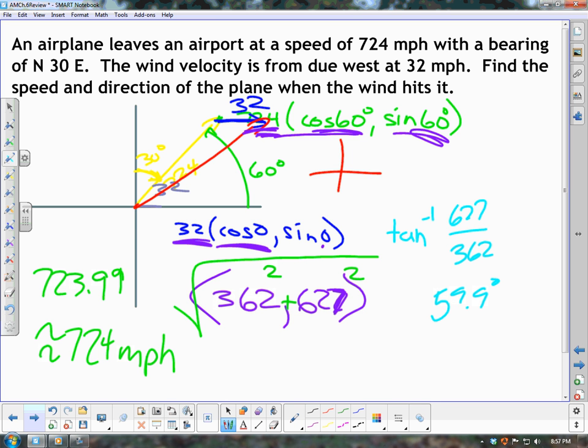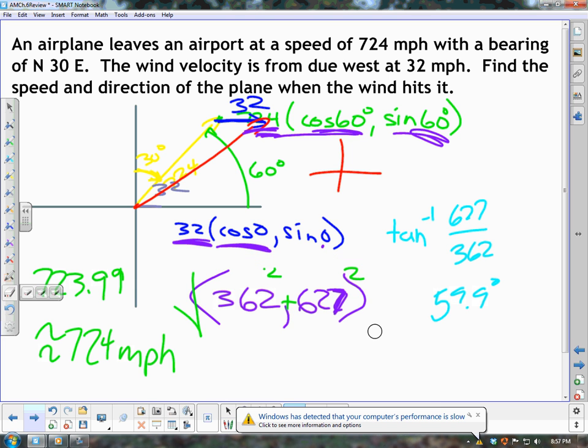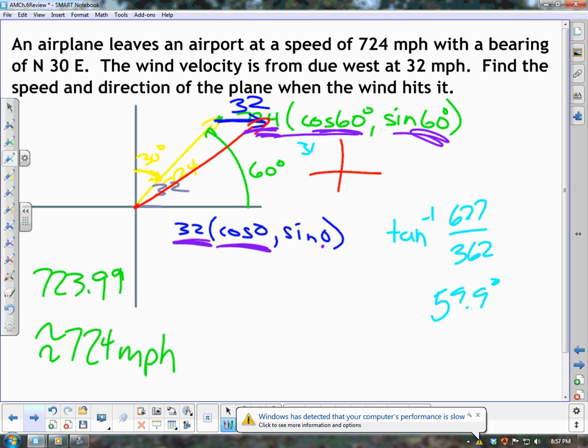Oh, did I just mess that all up? I was looking at the wrong stuff. Hold on. Let's start over. Sorry. Let's see, if you take 724 times cosine of 60, you get 362. And then you add 32 cosine of 0, you will get 394 is your vector x value.